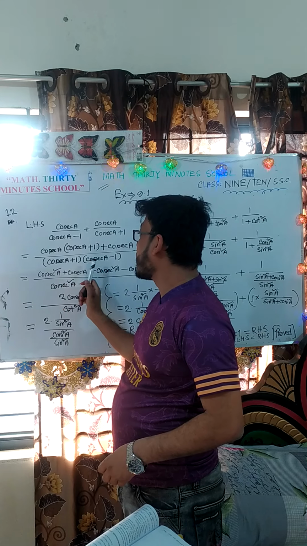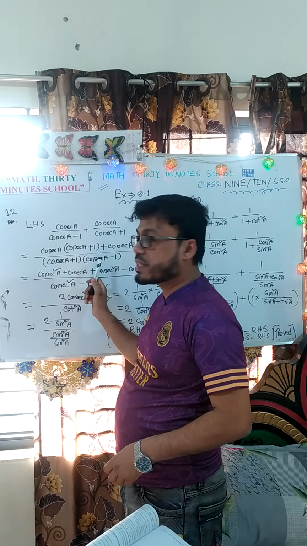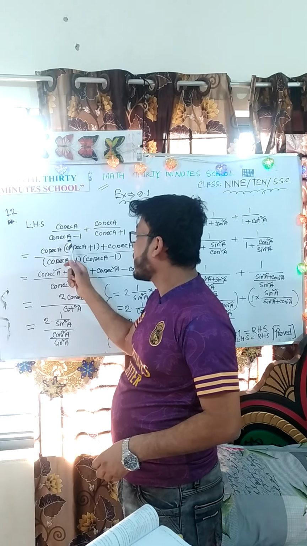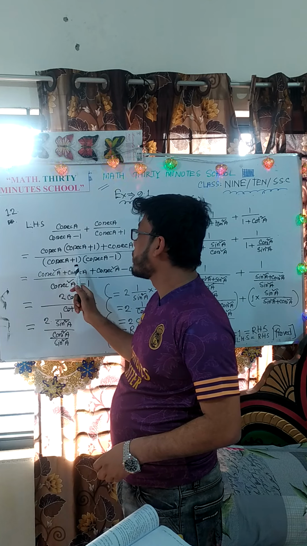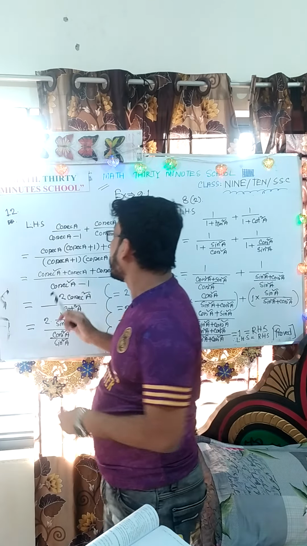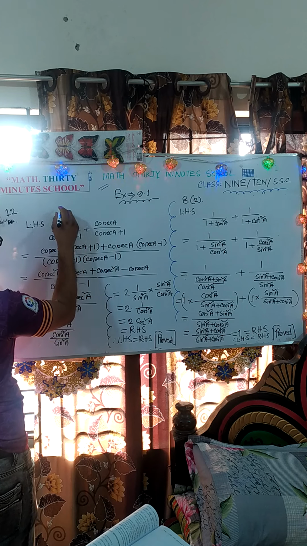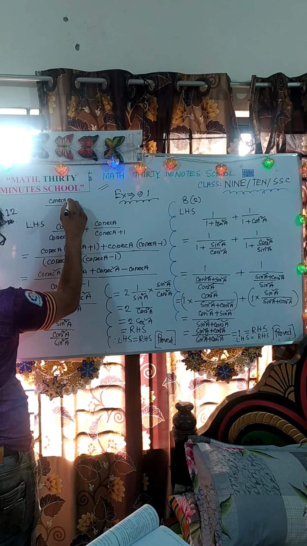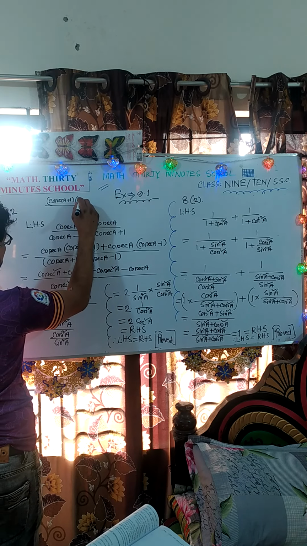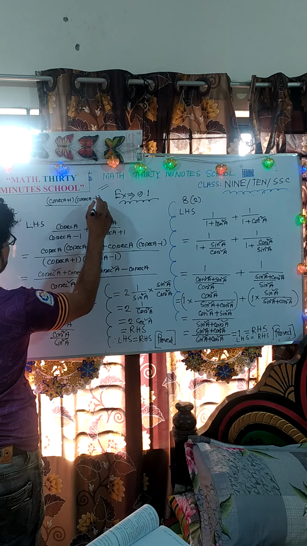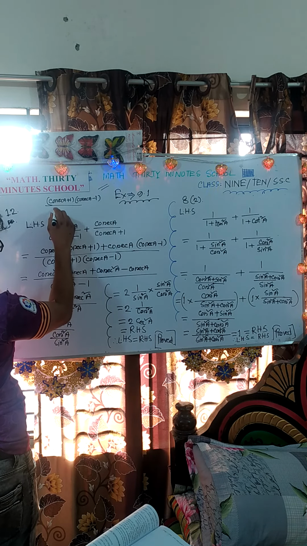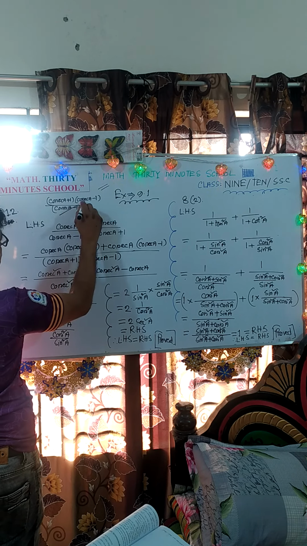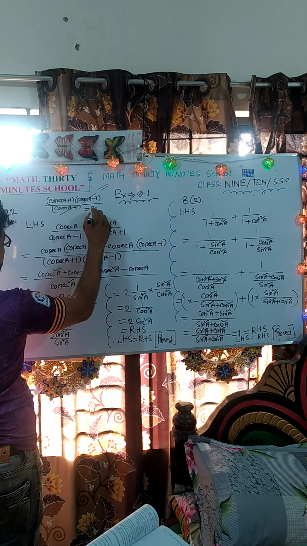So cosec A plus 1 into cosec A minus 1 is the required LCM. Now we have to divide this required value by the first denominator cosec A minus 1, which equals cosec A plus 1. If you divide cosec A plus 1 into cosec A minus 1 by cosec A minus 1, then we will get cosec A plus 1.